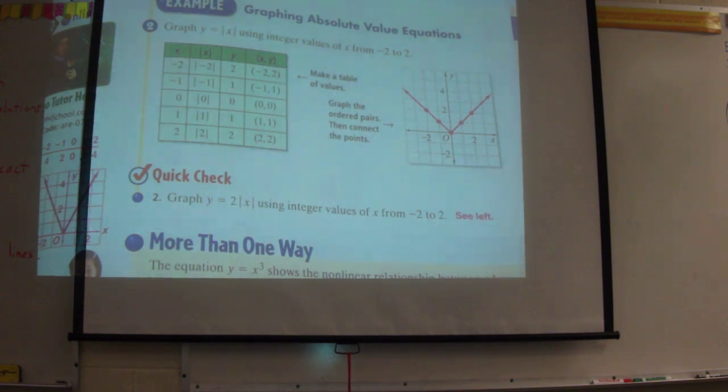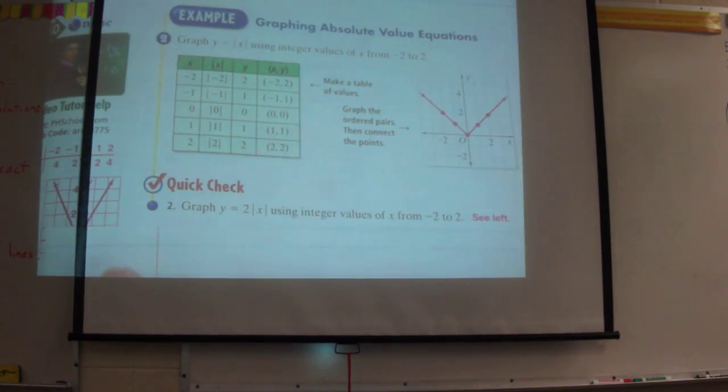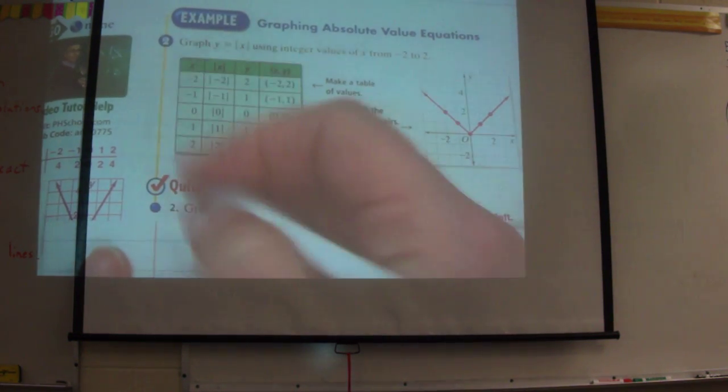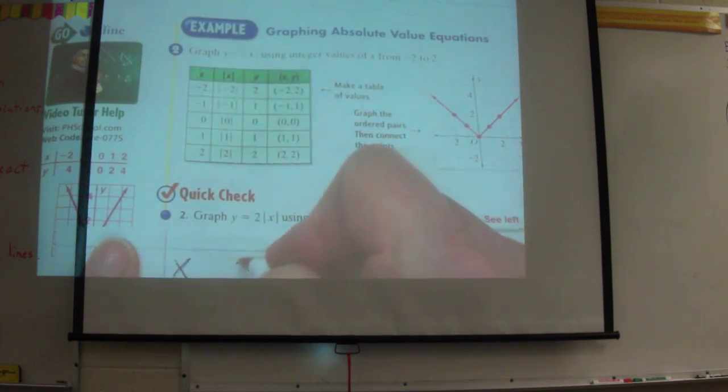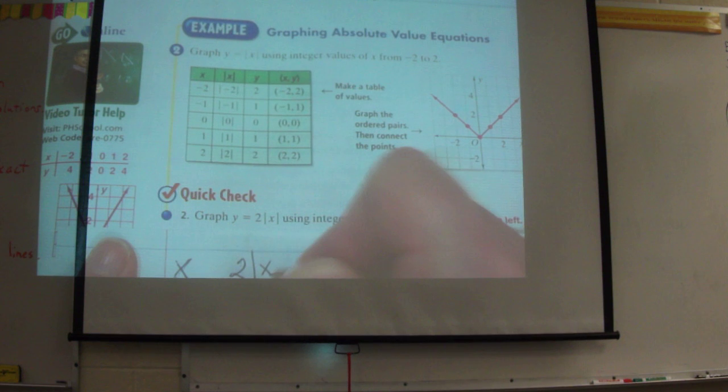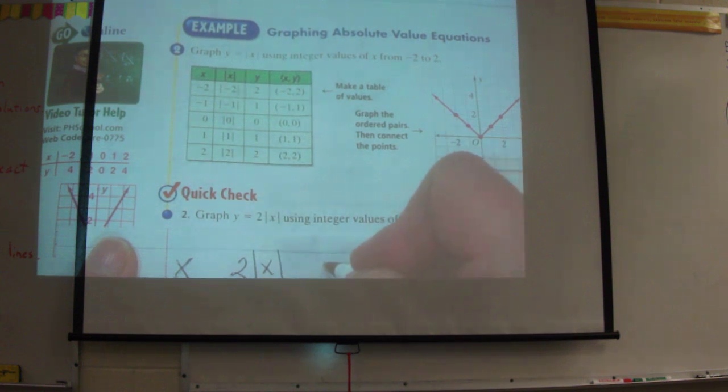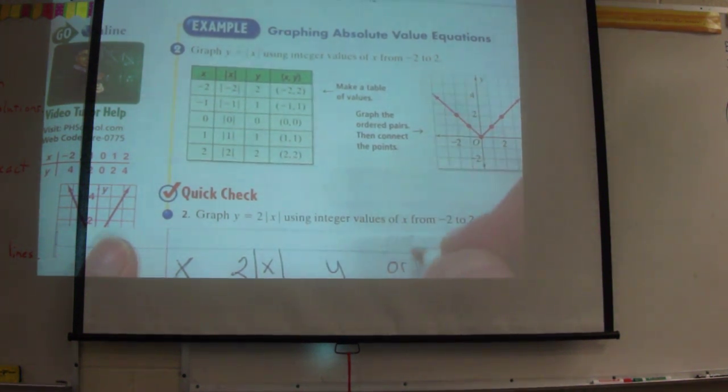So we're going to look and do number 2 now. The first thing we need is another table. So in your lined paper, we're going to do a 4-column table. And the first column would be x. The second column is the rule, which is 2 times the absolute value of x. Third column is y. And the last column, of course, is ordered pair.